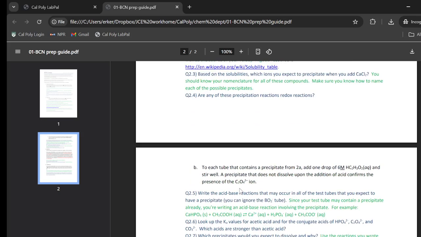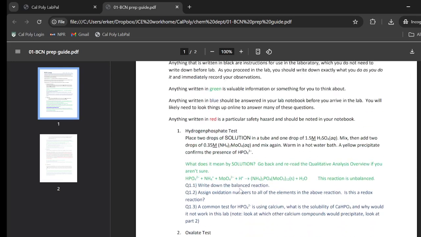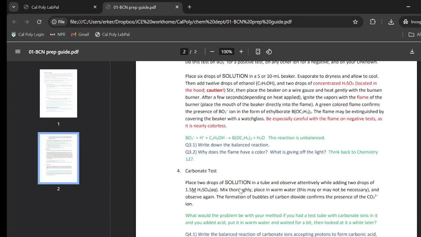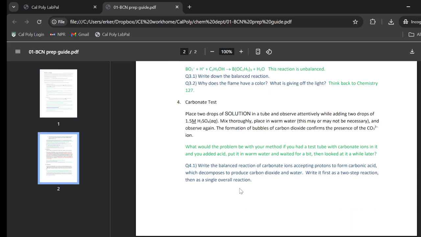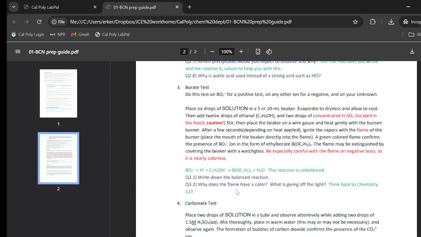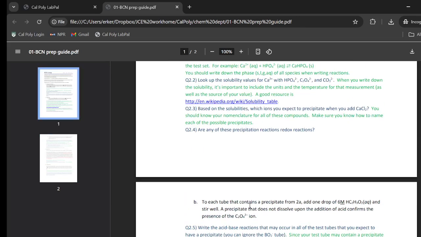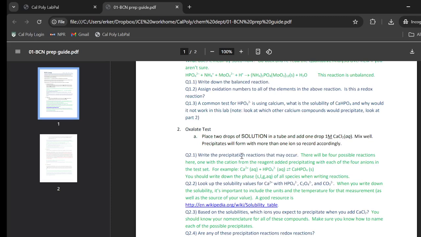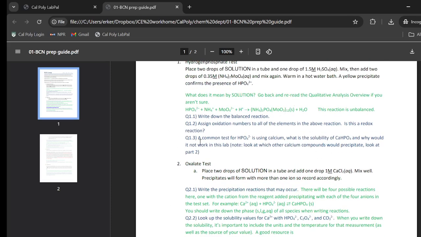So each week when we're doing our notebook, we're going to end up with 4 to 6 different tests we're doing, because some of them break into 2 parts. And in those 4 to 6 different things that we're doing, we're going to end up with 16 to 24 different chemical reactions to write down, because we want to write down a chemical reaction for each of our test solutions.